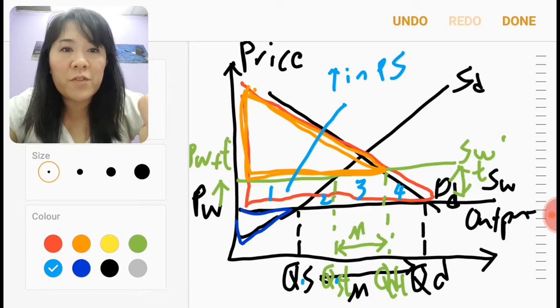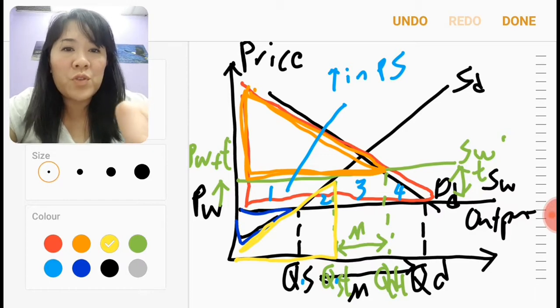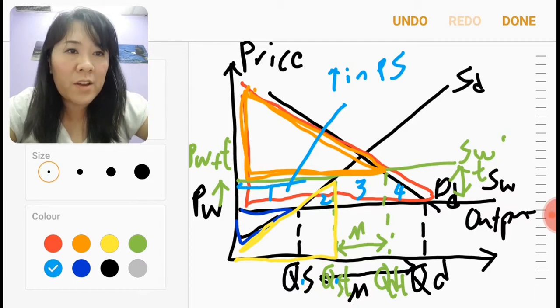Let me just do a check for you. So it is this area here. This is what the producers are prepared to supply. But what they actually receive is this area here.